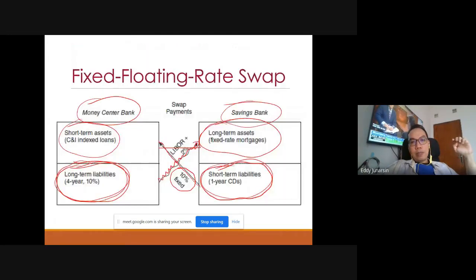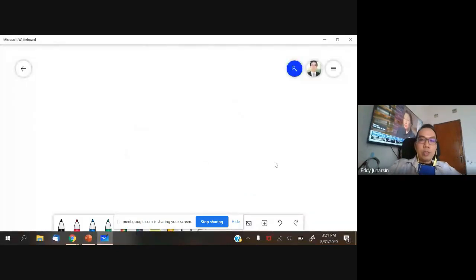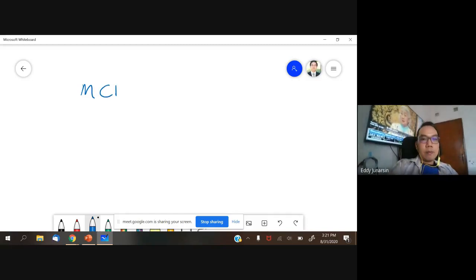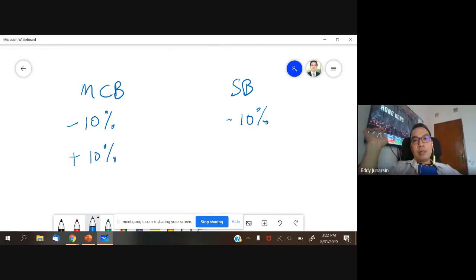So what was happening here? I can show it here. Imagine the money center bank. Right now they are paying 10% on the liabilities. They don't like it, of course. They don't like the fixed rate payment, the fixed rate liabilities, but right now they're having it. But through the swap contract, with the savings bank, the money center bank will ask the savings bank to pay the fixed obligation because the savings bank likes the fixed rate liability. So it will be paid by the savings bank. Consequently, the money center bank will receive the payment from the savings bank.